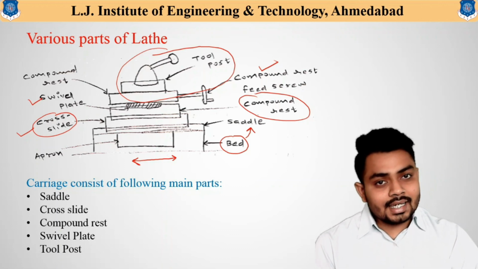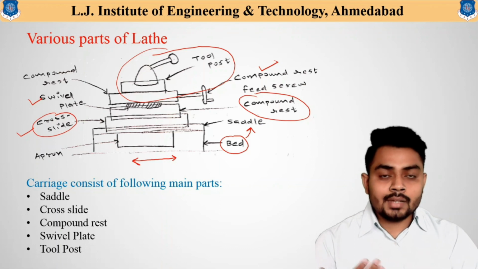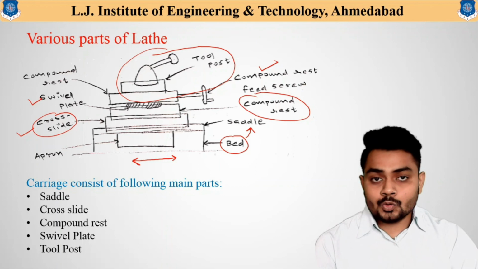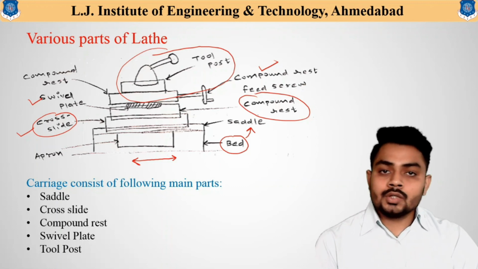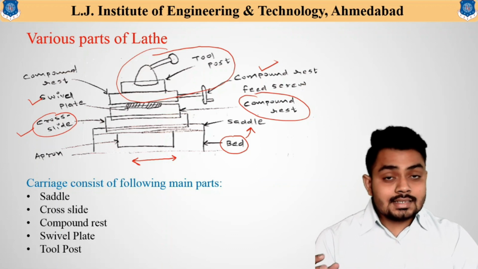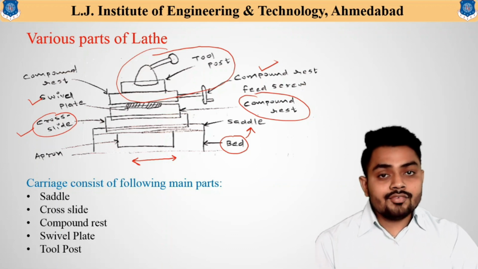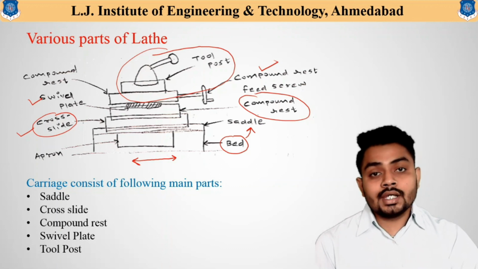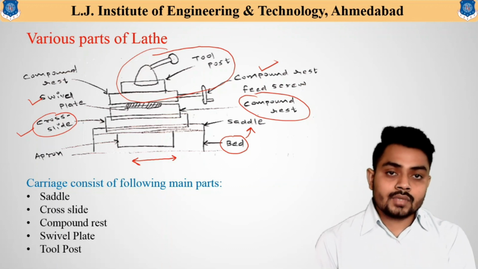Next is the carriage, which consists of many different parts, and is useful to provide and support the movement of the tool during the machining operation. So I hope you got a simple clarity about the different parts available in the lathe machine and how these parts are useful to carry out the machining operation.